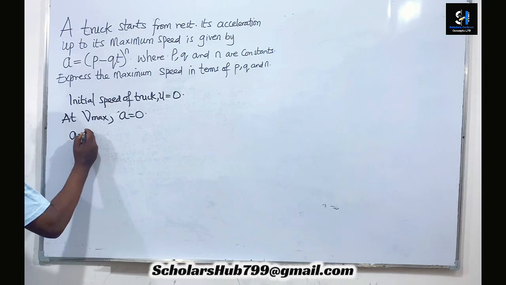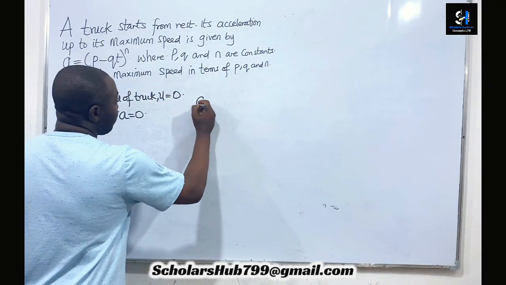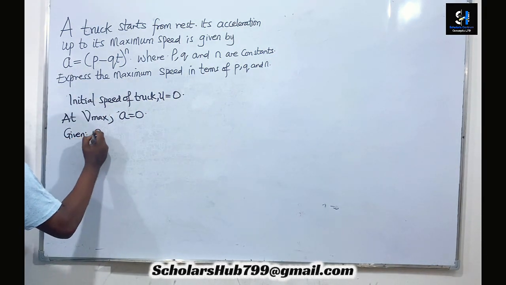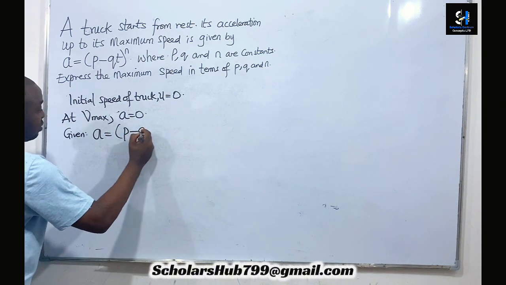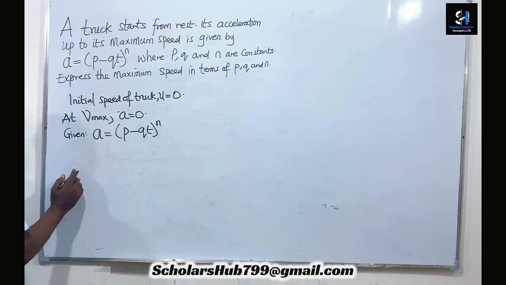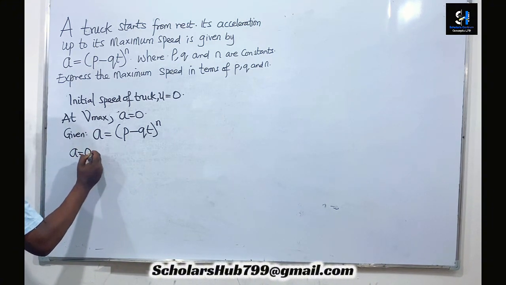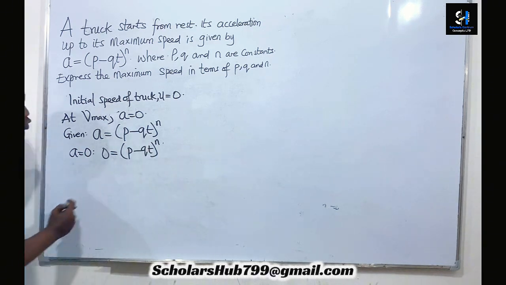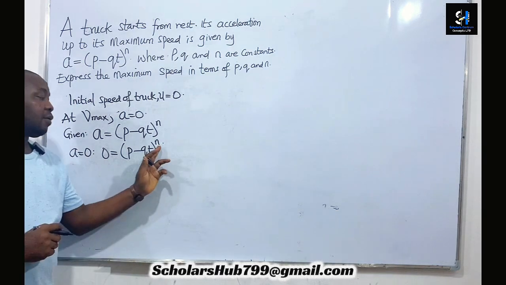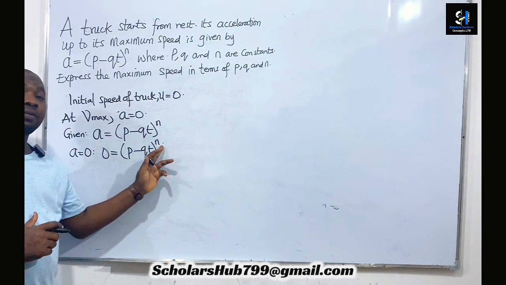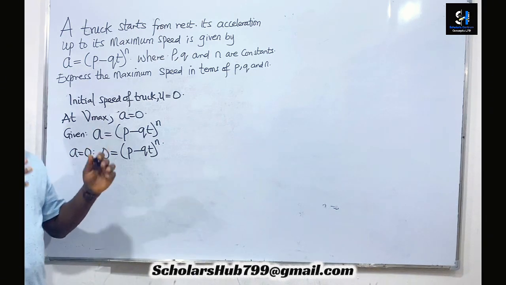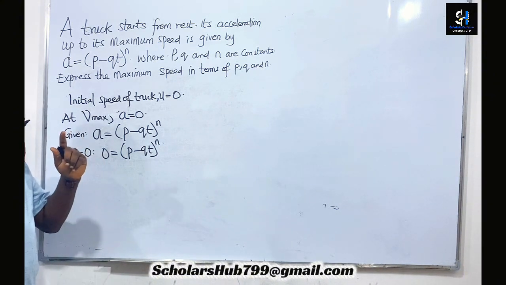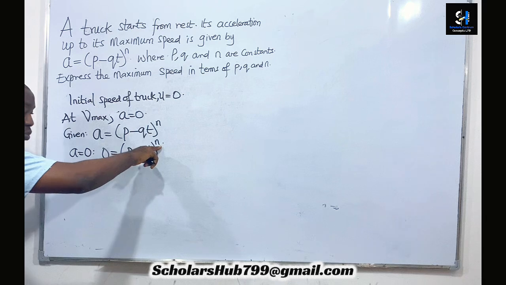So when a is equal to 0, let's not forget that we are given a equals (P minus Qt) raised to the nth. So 0 equals (P minus Qt) raised to the power of n. Then in this case, I'm going to get rid of the power n, and to do that, I'm going to raise both sides to the power of 1 over n. That means I'm going to multiply this power by 1 over n.